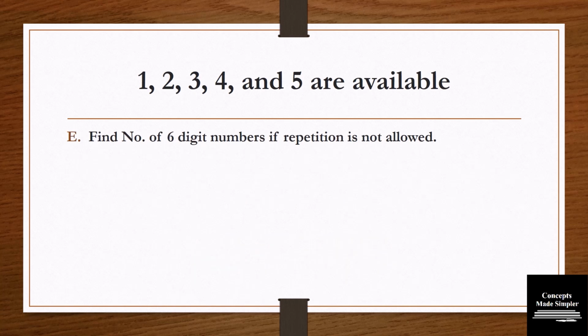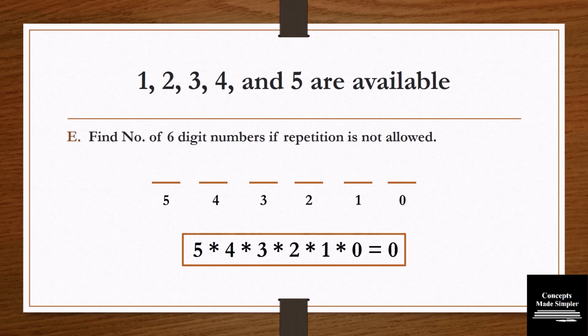The next question is find the number of 6-digit numbers if repetition is not allowed. Please pause this video and try to solve this question by yourself. Remember, the condition is that repetition is not allowed. The solution is we have 6 placeholders. The first placeholder can be occupied by 5 digits in 5 ways. Second, since one digit can't be used again, we have only 4 digits remaining, so it is 4 ways, then 3 ways, then 2 ways, then 1 way, and we have no digit for the last placeholder, so it is 0 ways. When we multiply all the above numbers of ways, we get a result of 0.